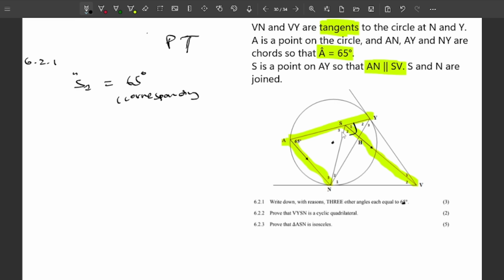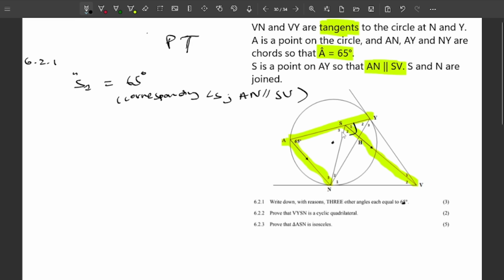Corresponding angles, right? Of which lines? AN is parallel to SV, right? Good. My handwriting is bad, but I'm improving, guys. Don't worry, I'm improving. Now, since we've done that, we've seen the parallel lines. It's important that you denote them so that you can see where they are and be able to see the alternating angles and stuff, right? Now we are going to be moving to the tangents.